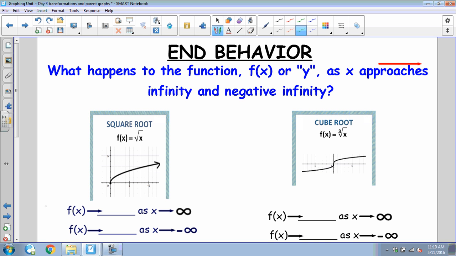This arrow, we read that as approaches, okay? So, what this means is, as x is getting bigger, what's y doing? And as x is getting smaller, what is y doing? And you can look at your actual graph to easily tell that.